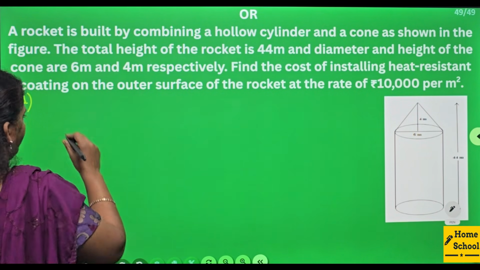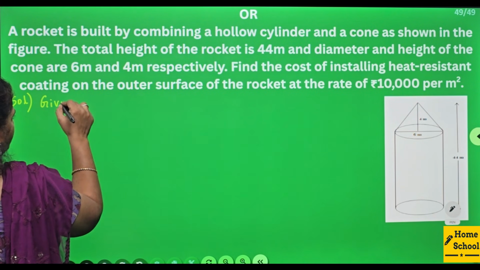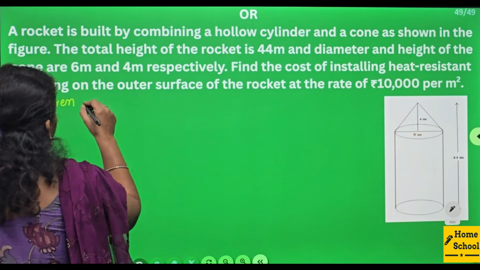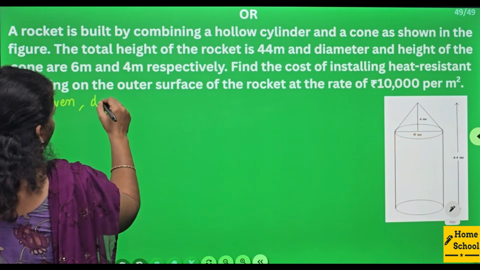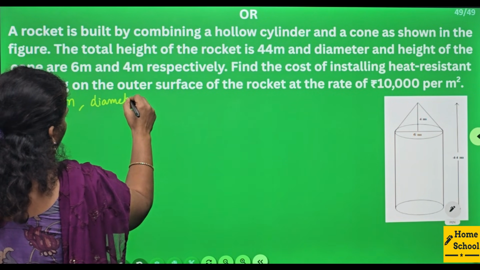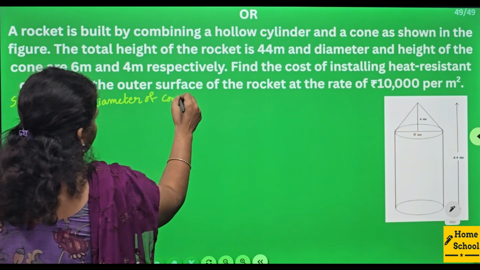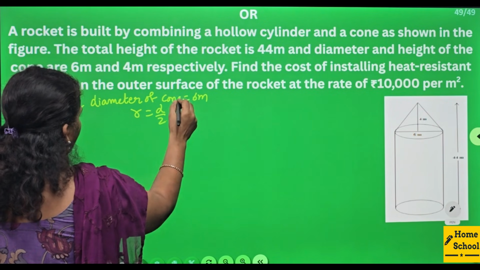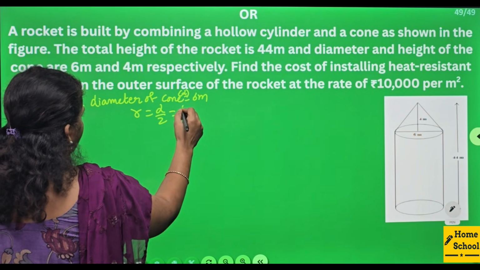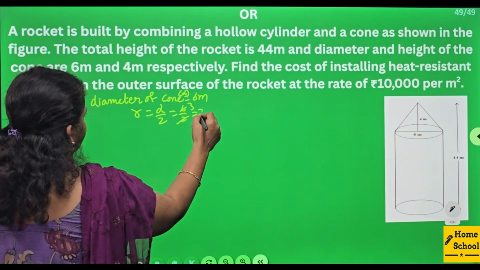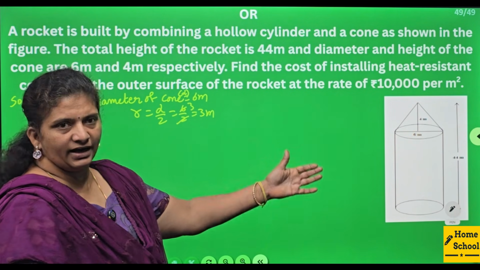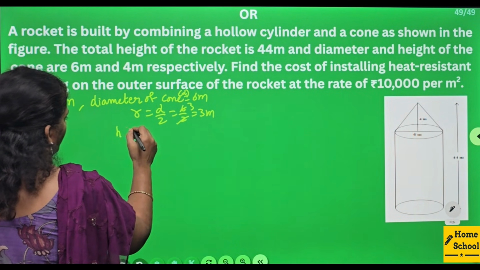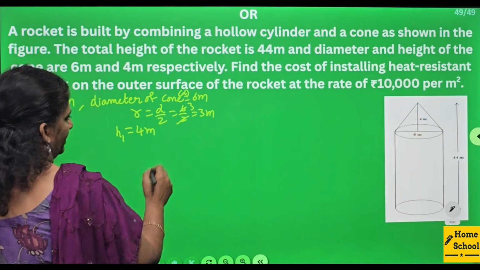First we are going to write the given data. Given, the solid is a combination of a cone and a hollow cylinder. Given diameter of cone is equal to 6 meters. That means radius is equal to d by 2, which is 6 by 2, that is 3. Radius is 3 meters, whereas the cylinder and cone have the same radius. And the height of the cone, h1, is equal to 4 meters.